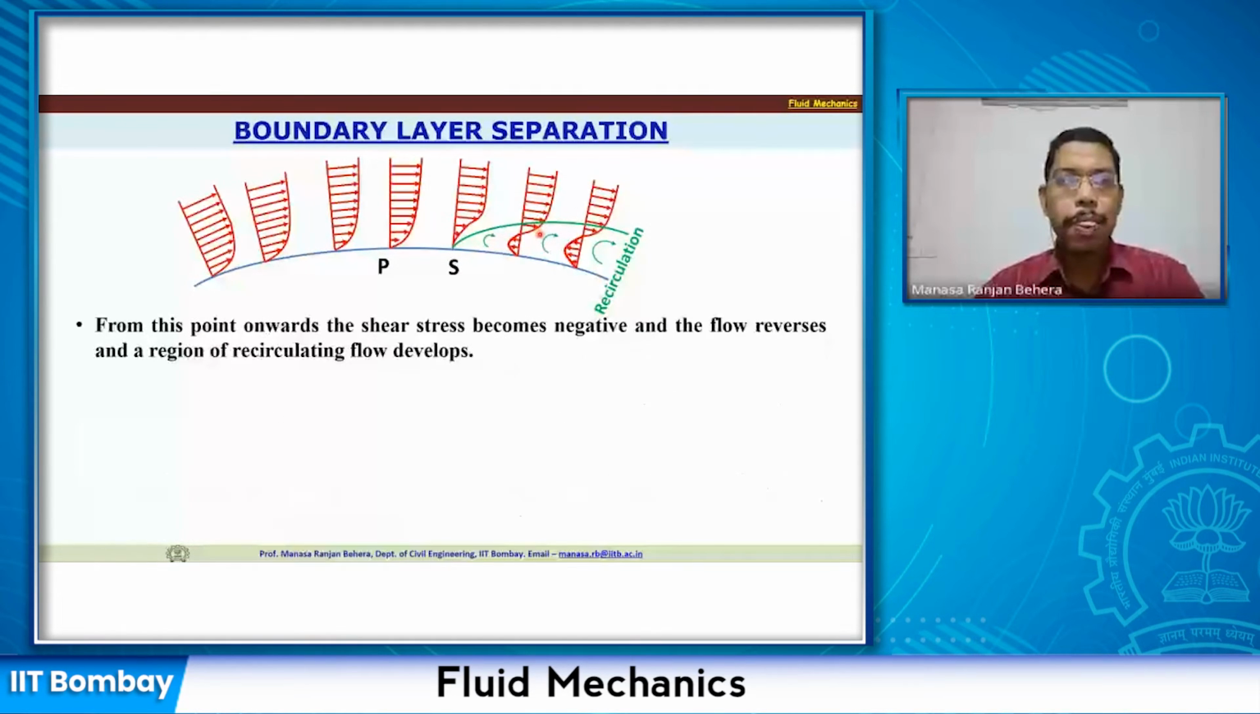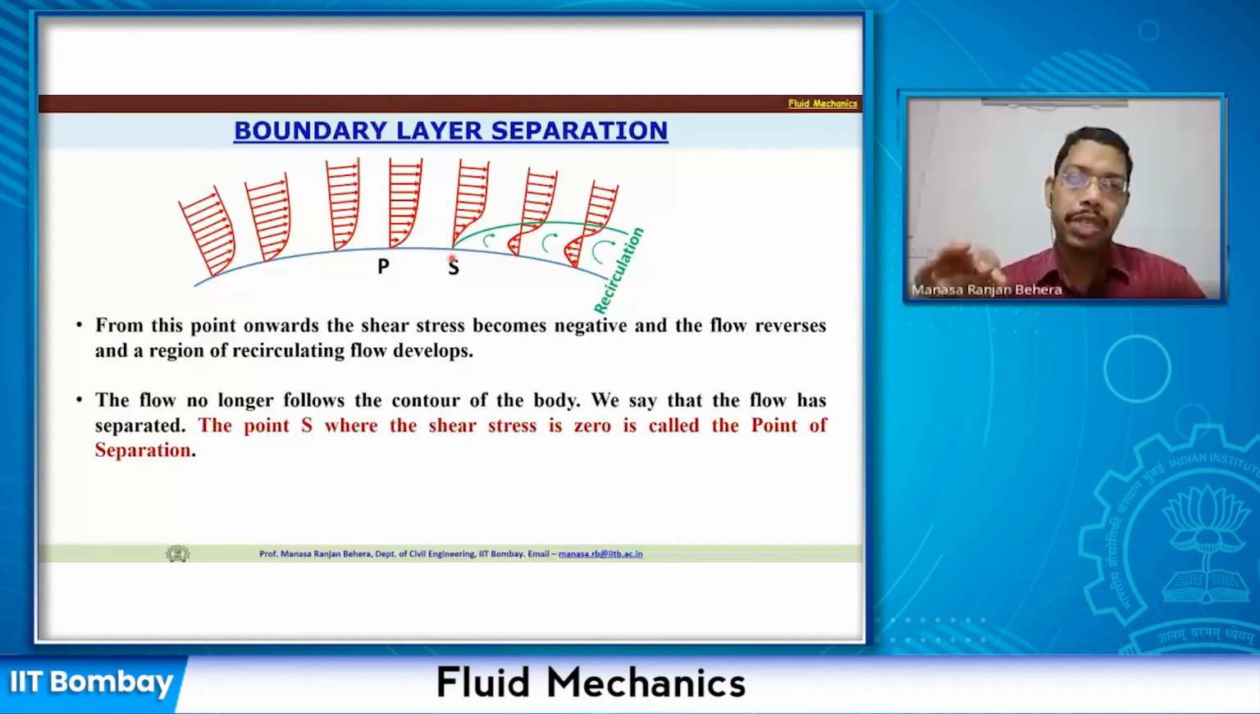From this point onwards, from the point S, the stress becomes negative and the flow reverses. So first it will be 0 and then it will become negative. The moment it becomes 0, the separation process starts. This is why that point is called the point of separation. The flow no longer follows the contour of the body. You see, the flow is not attached to the body now, it is separated. So we say that the flow has separated, and the point S where the shear stress is 0 is called the point of separation.